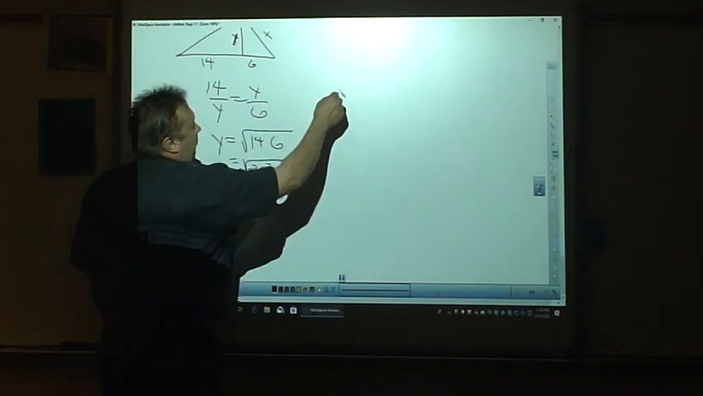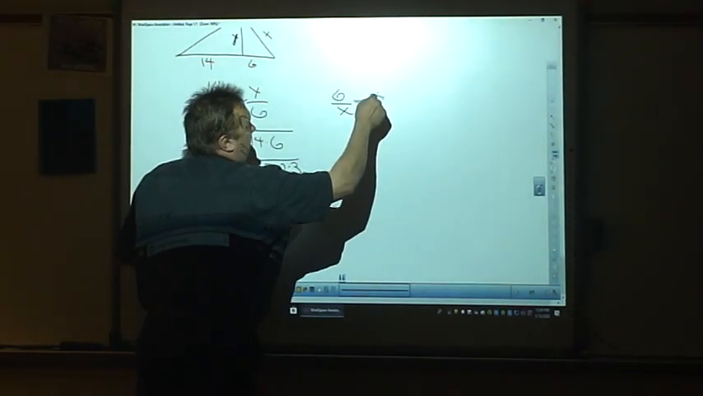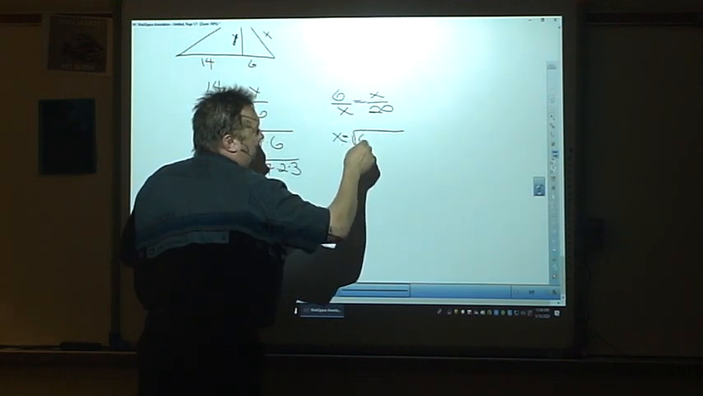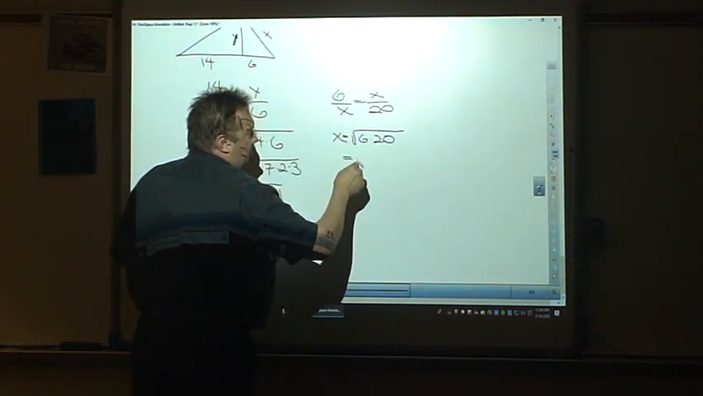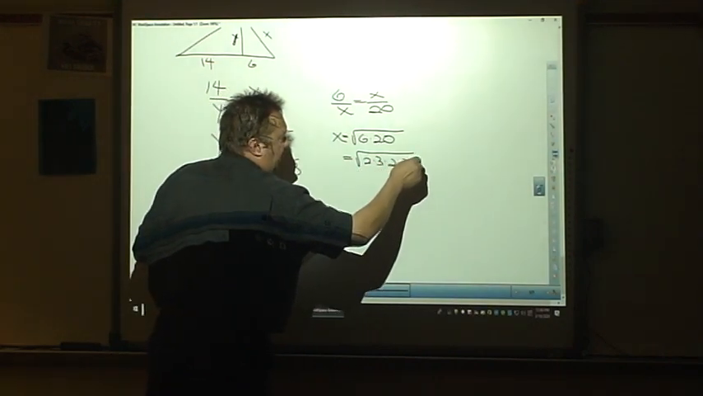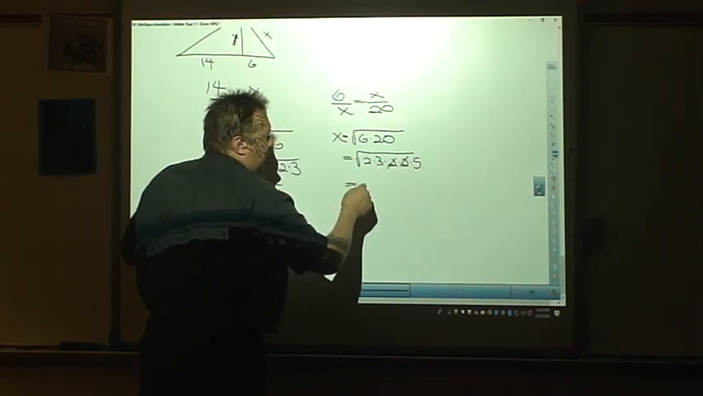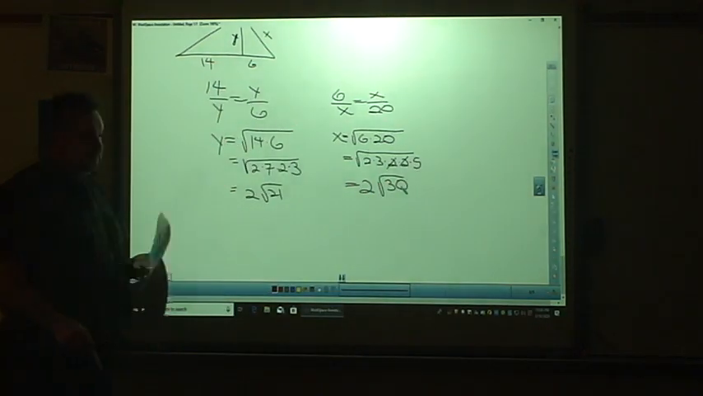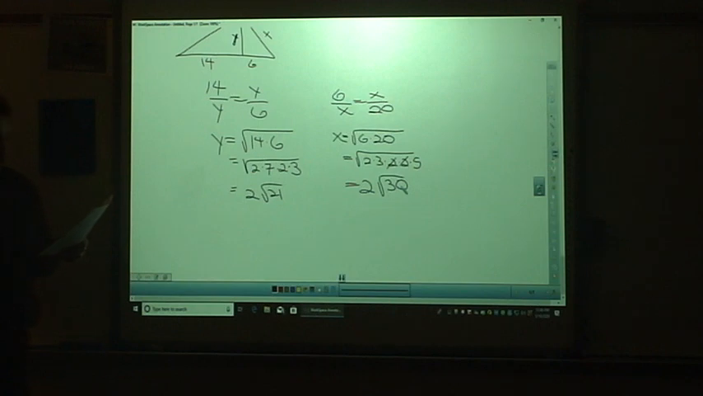For x, I do 6 over x equals x over 20. I know I'm going to have to simplify, so I have 6 and 20. 2 times 3, 2 times 2 times 5. Pair of 2's come out. Left inside is 30. That is 44.